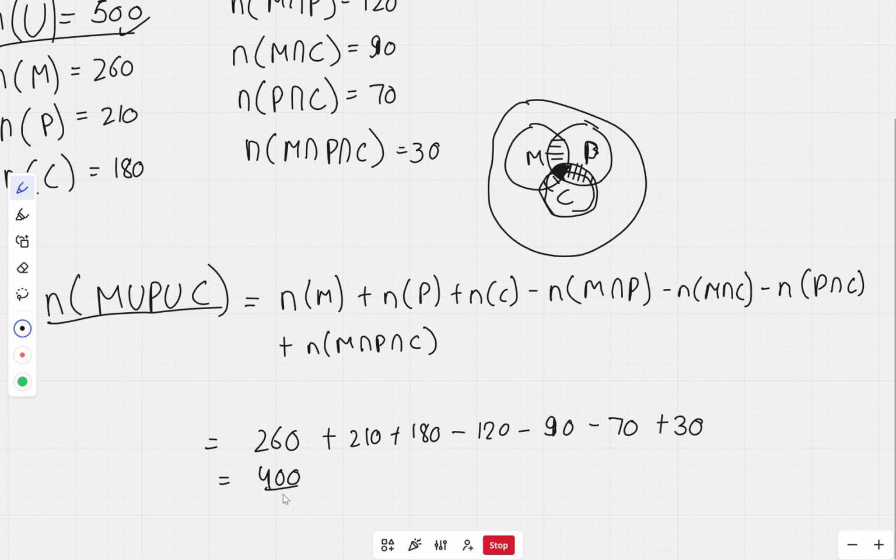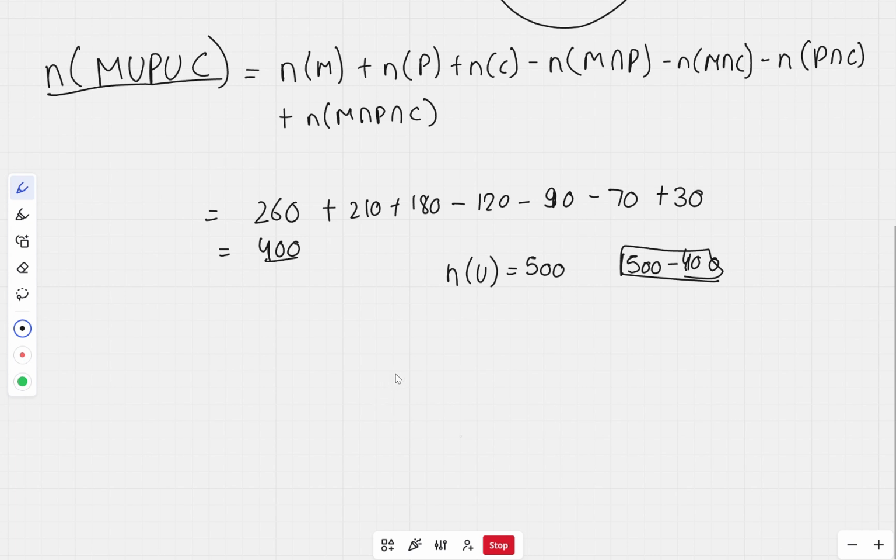But now we need to find the number of students who have not taken any of these. So we'll subtract it from the universal set. The number of elements in the universal set is 500, and the answer we require is 500 minus the number of students who have taken at least one subject. So this is the answer. Hence our answer is 100. After solving this question, the final answer is 100.